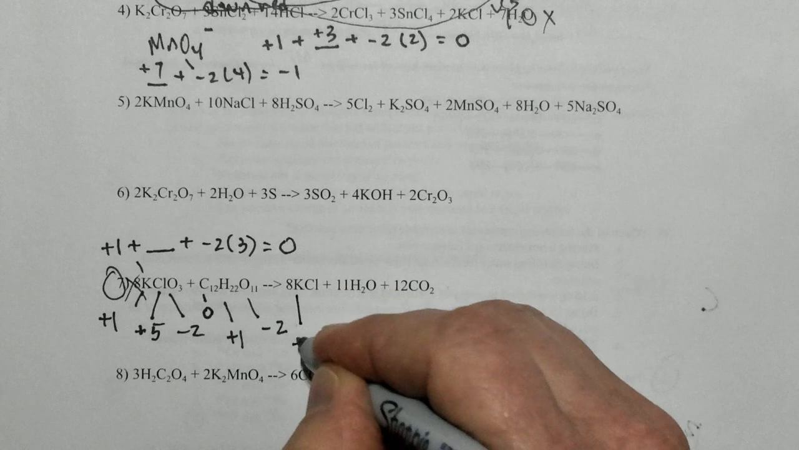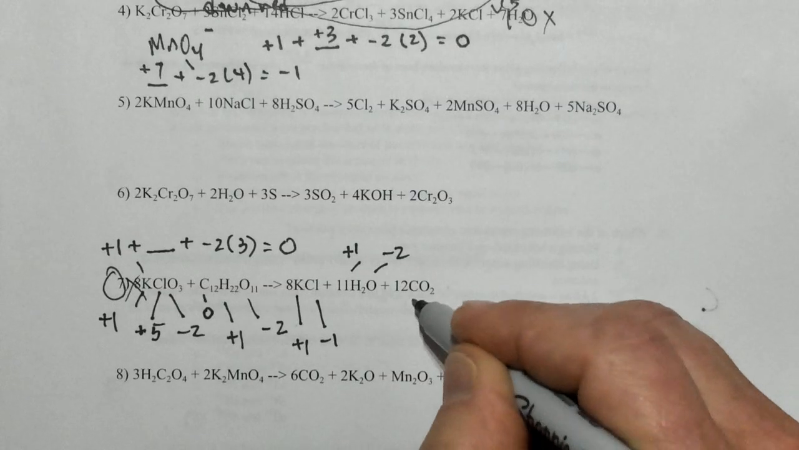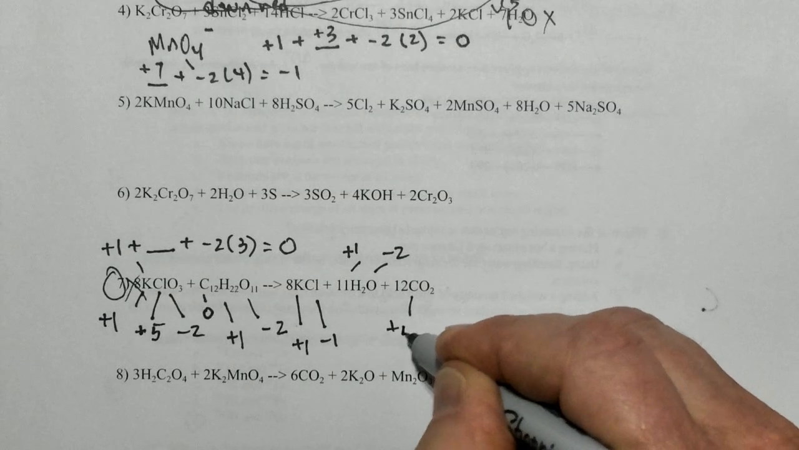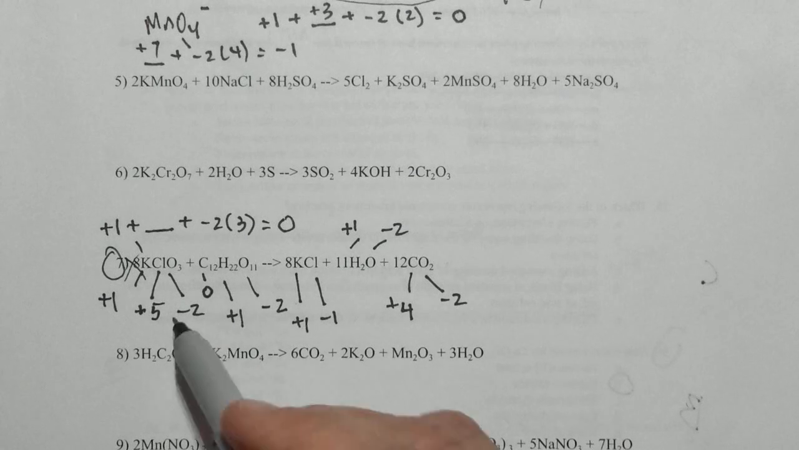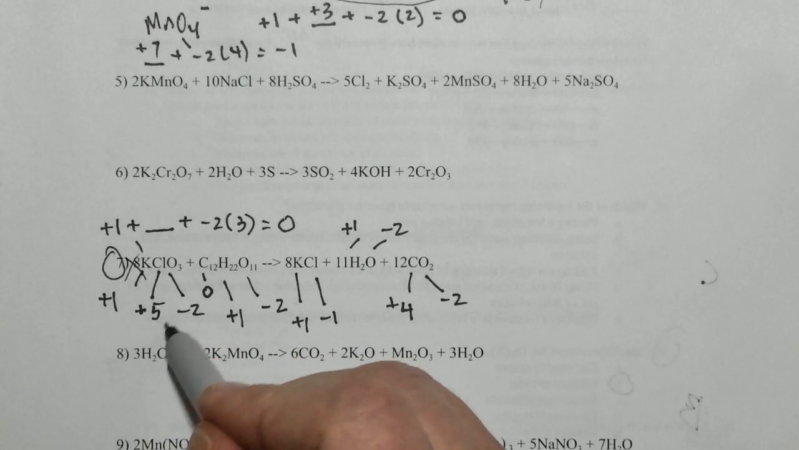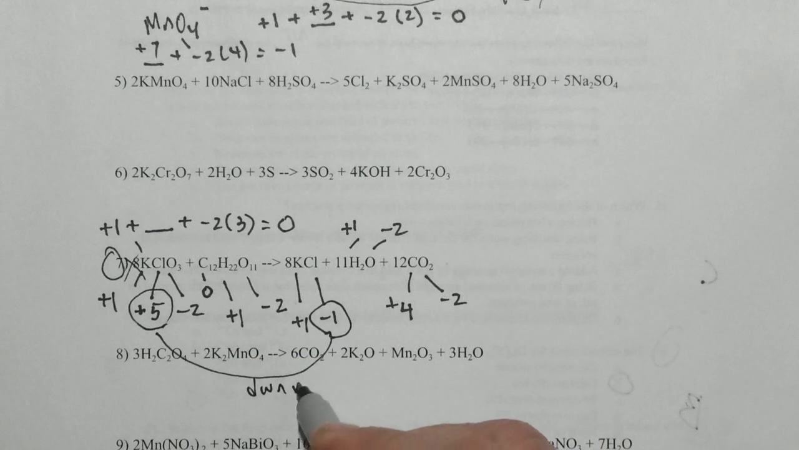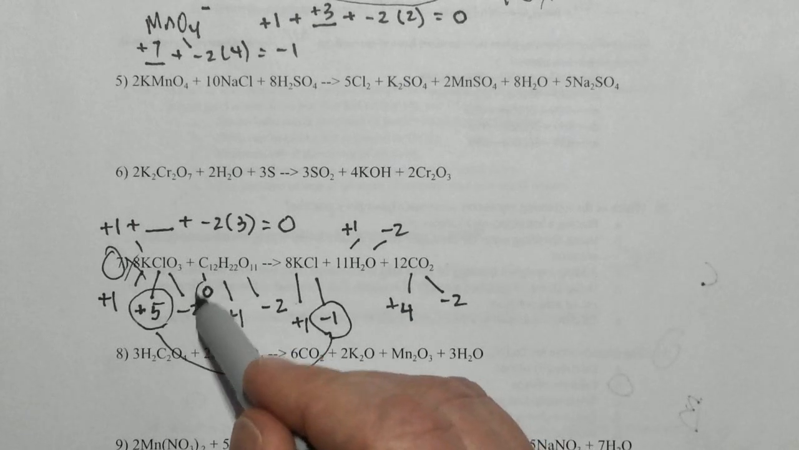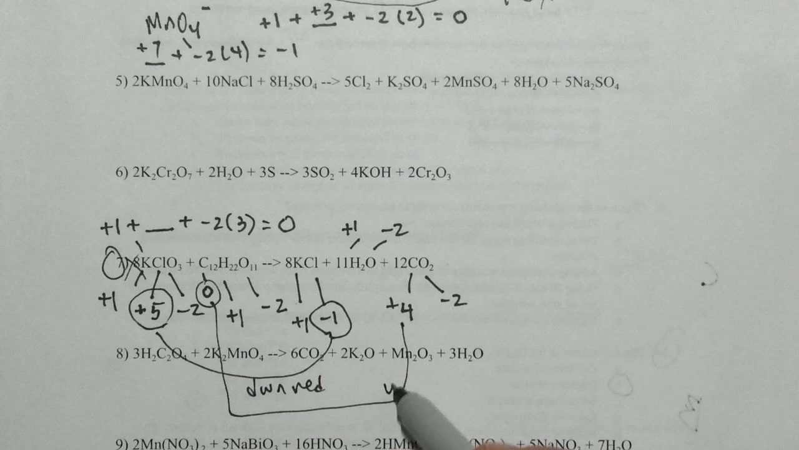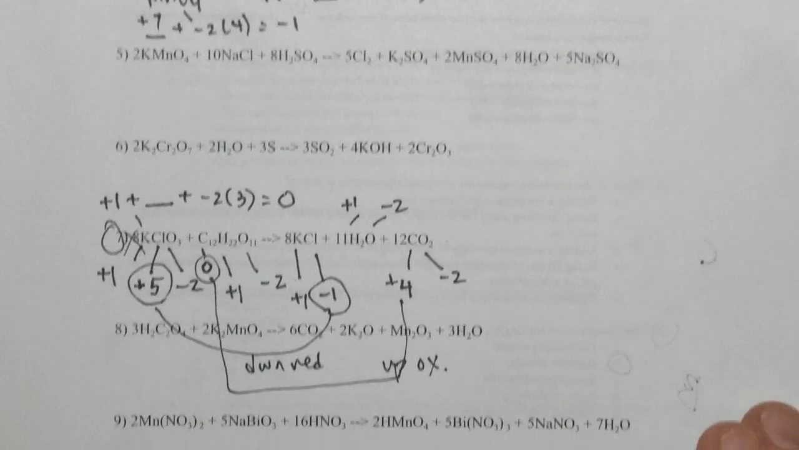Over here on this side, potassium's +1, chlorine's -1, hydrogen +1, oxygen -2, carbon must be +4 because oxygen's always -2 right here. Now, what changed? My chlorine went from +5 to -1. And so that went down in charge, and so it was reduced. So my reduced species is chlorine. My carbon went from 0 to +4, so it went up in charge, and therefore it's oxidized. So there I have my oxidized and reduced species.